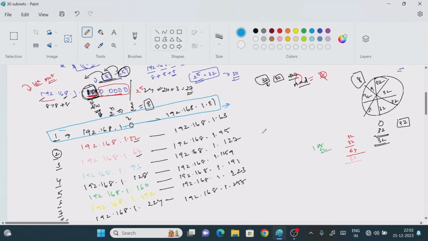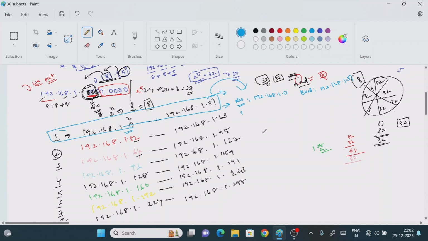So what is the first usable IP address here? The starting IP address is the first usable, right? Sorry, what is the network ID? Starting address, right? What is this case? 192.168.1.0. So the last address is what? Broadcast ID, right? The broadcast address is something 192.168.1.31. I'm just considering this network, right?